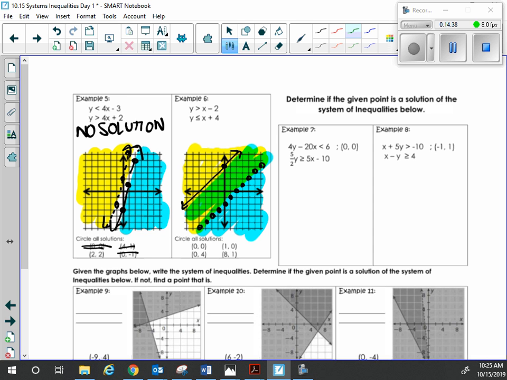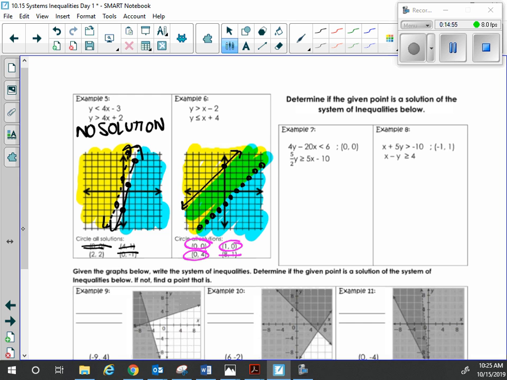So now, was 0, 0 a solution for this? Yes. 0, 4? Yes. 1, 0? 8, 1? No.